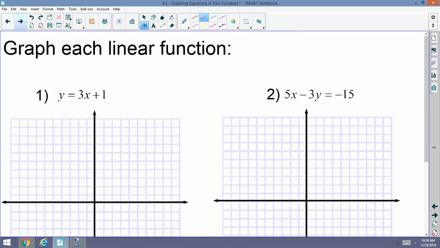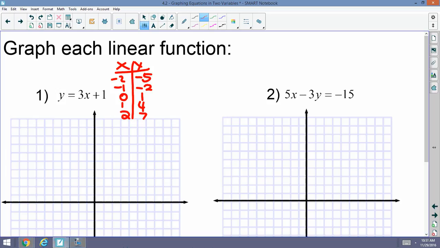All right, so let's graph each. Okay, so here we got y equals 3x plus 1. Trust me, guys, we won't need a table forever, but for right now, we got a table. So let's go negative 2, negative 1, 0, 1, and 2. When x is negative 2, y is? Good, negative 5. When x is negative 1, y is? Correct. When x is 0, y is? 1. When x is 1, y is? And when x is 2, y is? Excellent.